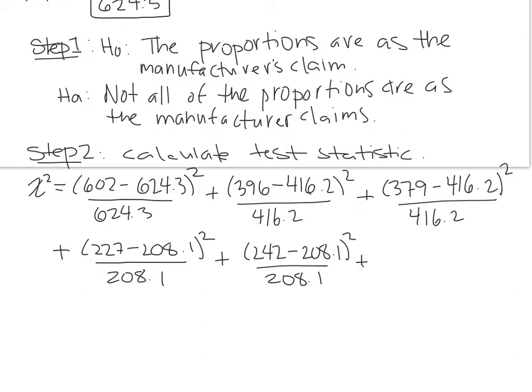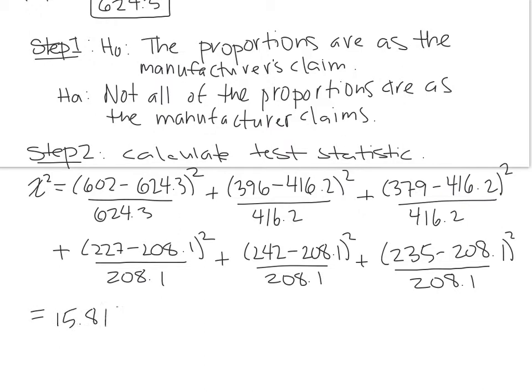And then lastly, plus 235 minus 208.1 squared over 208.1. Now all of this comes out to 15.818. And note that the degrees of freedom, because there are 6 columns or 6 categories, it's 6 minus 1 or 5.